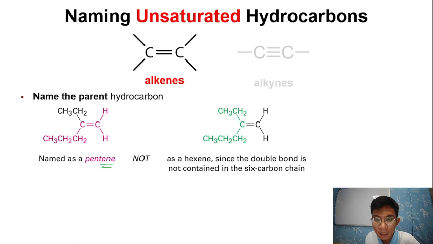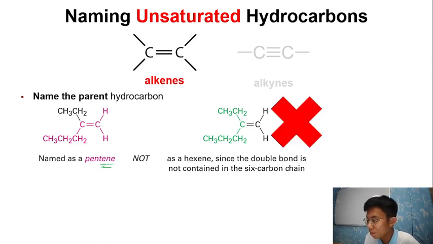Kasi it should contain the double bond. It should be included in the longest chain. Okay? So, you don't skip the double bond. That's wrong. Okay? So that's it. Nahanap nyo na yung parent hydrocarbon.